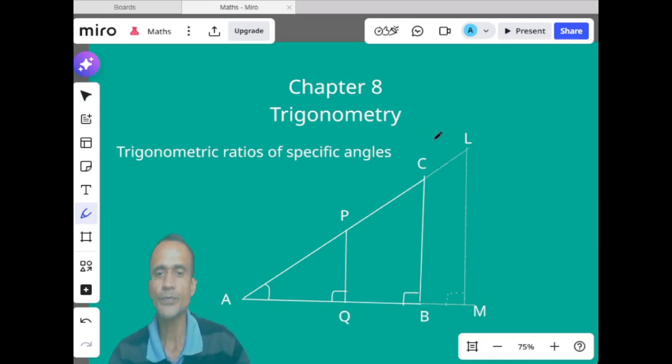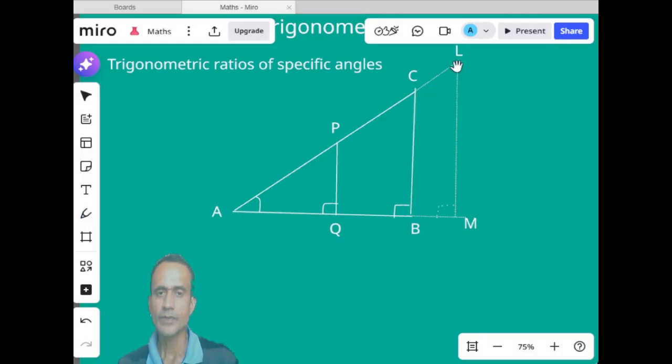So let us see from this triangle ABC. The point P is taken on AC and Q is taken on AB, and L is taken on AC extended to L. Similarly, M on AB extended up to M. These PQ, CB, LM are all perpendiculars on line AB, extended up to AM. So in these triangles, we see that angle A is common in PAQ, CAB, LAM, and the other angles are 90 degrees. So if I take PAQ and CAB and LAM, one angle is common, another angle is 90 degrees. So these triangles are all similar by the AA theorem.